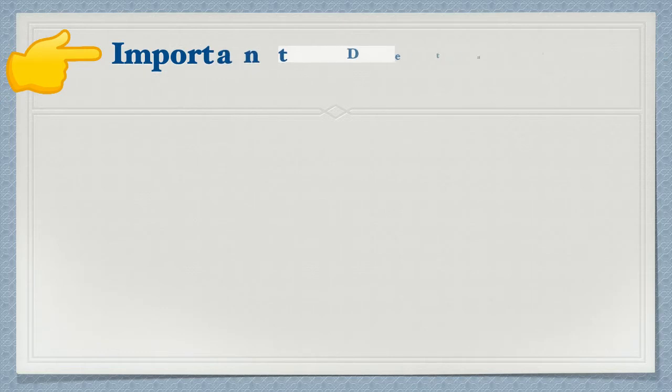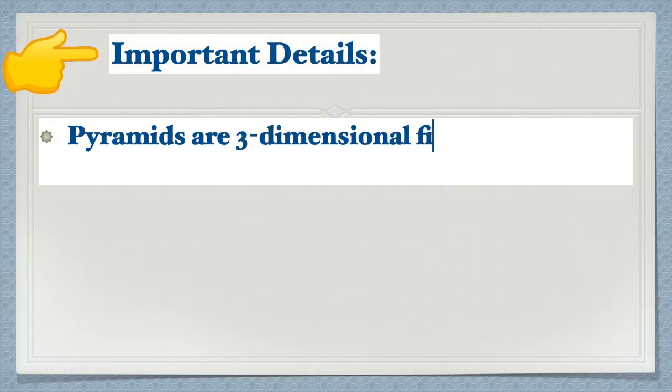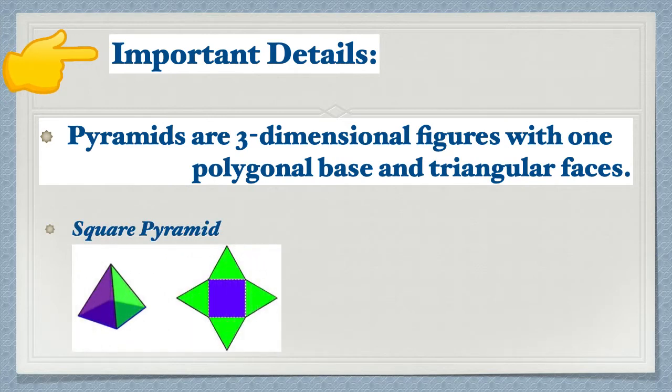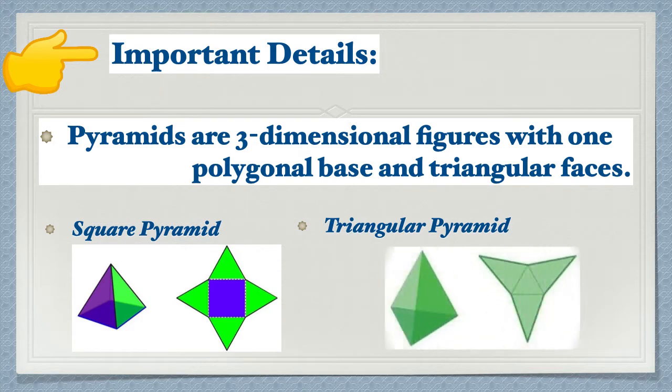But before we start, let's have some important details. What are pyramids? Pyramids are three-dimensional figures with one polygonal base and triangular faces. Here we have a square pyramid because the base is a square and the faces are triangles. Another pyramid is a triangular pyramid since the base is a triangle and the faces are also triangles.